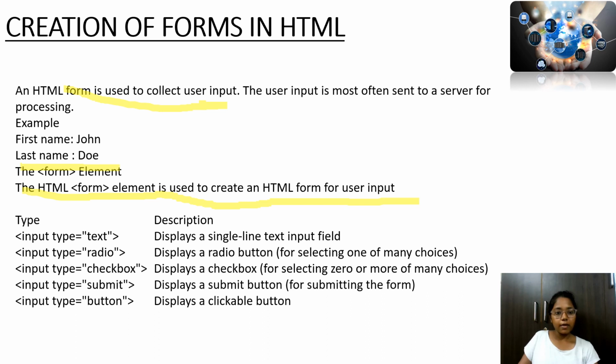So these are some types and their descriptions. So first type is input type equal to text. This displays a single line text input field. Then the input type equal to radio. This displays a radio button for selecting one of many choices. Then the checkbox, which displays a checkbox for selecting zero or more of many options. Then the submit, which displays a submit button for submitting the forms. Then the button which displays a clickable button.